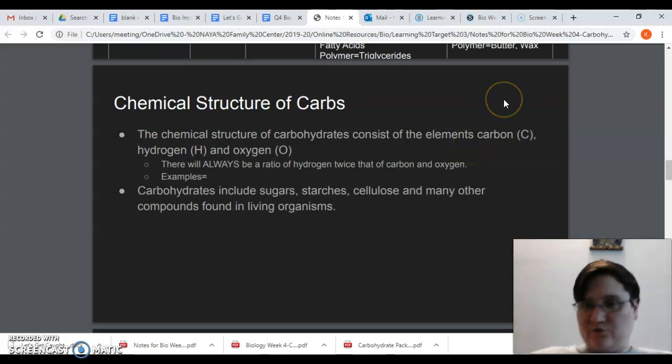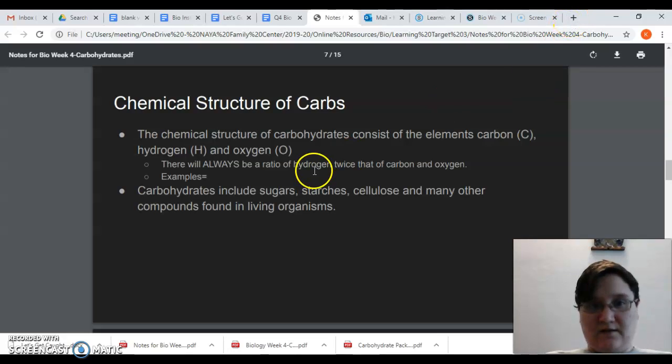If I say chemical structure, I'm literally talking about the atoms, the C's, the H's, and the O's. It says there will always be a ratio of hydrogen twice that of carbon and oxygen. Okay, I'm going to read that again. There will always be a ratio of hydrogen twice that of carbon and oxygen. It says examples, and then it looks like I don't give you any, so that's silly. I don't know what I was thinking there.